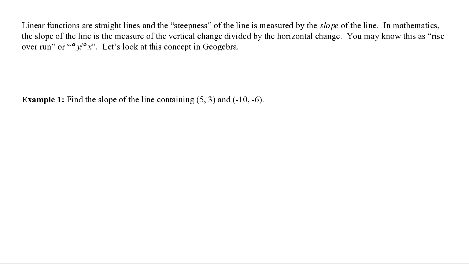and the steepness of the line is measured by what we call the slope of the line. In math, you may remember that the slope of the line is the measure of the vertical change divided by the horizontal change. So it's how far you change by going up and down versus how far you change by going right and left. You may know this as rise over run. This did not come out very good here. It should say delta y, and I think in your notes, hopefully it printed off correctly, but it should be delta y over delta x, where delta means the change in.